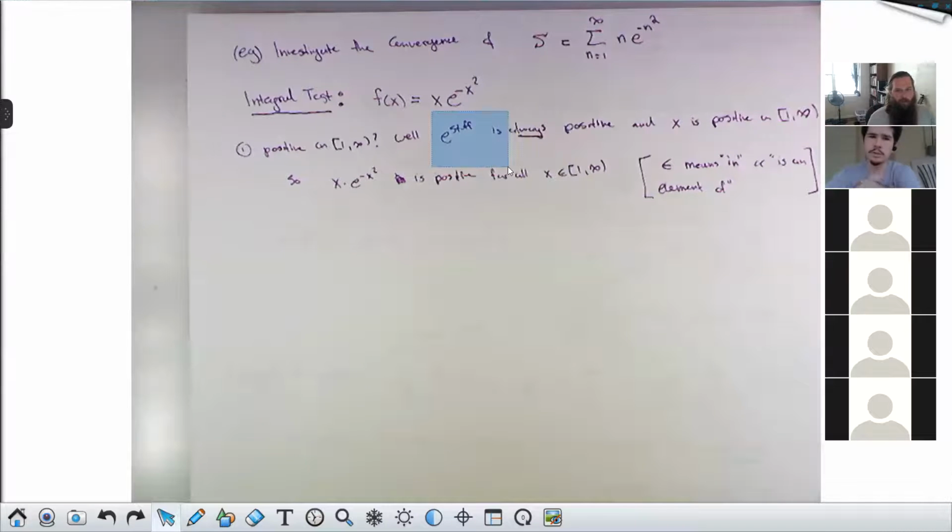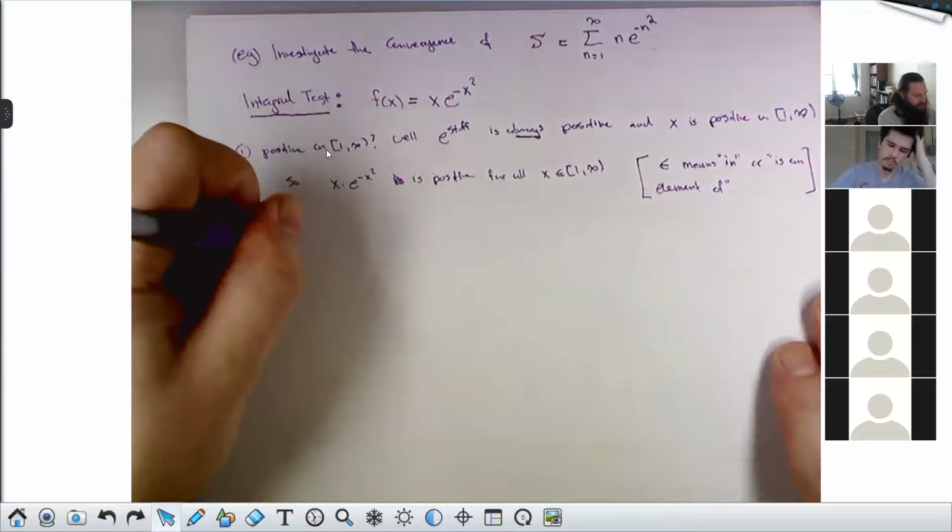So e to some stuff is always positive, and x is definitely positive on the interval 1 to infinity. You plug in any x value from 1 to infinity, and this thing will certainly be positive. And if you multiply a positive times a positive, you get a positive. So yes, this function is positive.